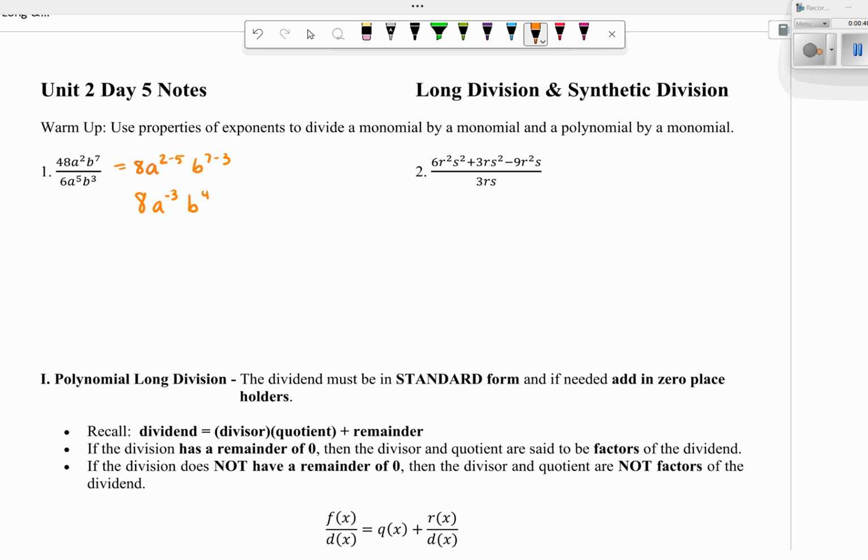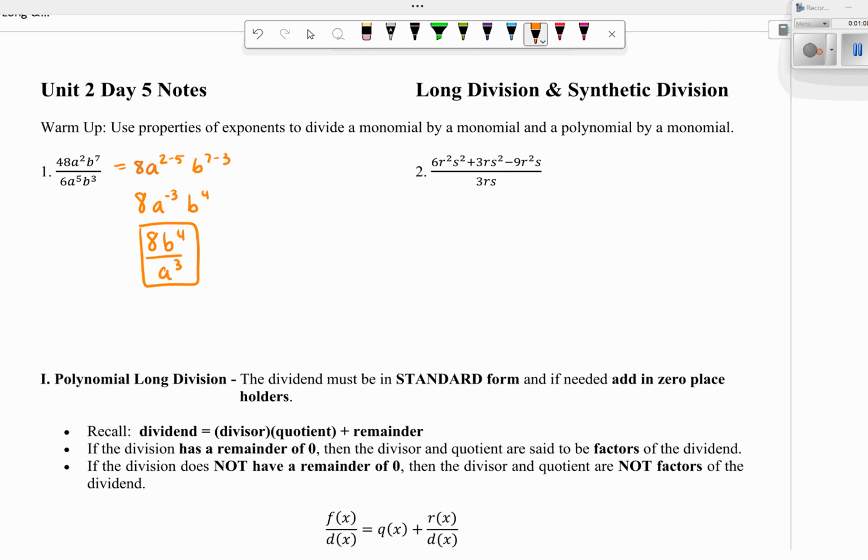And remember, when we have a negative exponent, that goes to the denominator if it's in the numerator, and if it's in the denominator, it goes to the numerator, so it just depends on where you are. So since we're up here, we're going to bring that down to the denominator. So this becomes 8b to the 4th over a cubed.